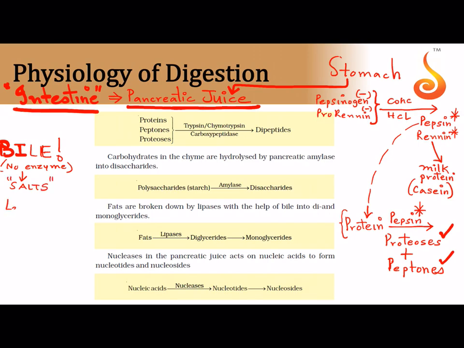What these bile salts do is they act on the larger fat droplets and convert them into smaller fat droplets. And this process, which is done by bile, is referred to as emulsification. So the job of bile salts is only to break down. It is more or less a physical process. There is no involvement of enzyme.